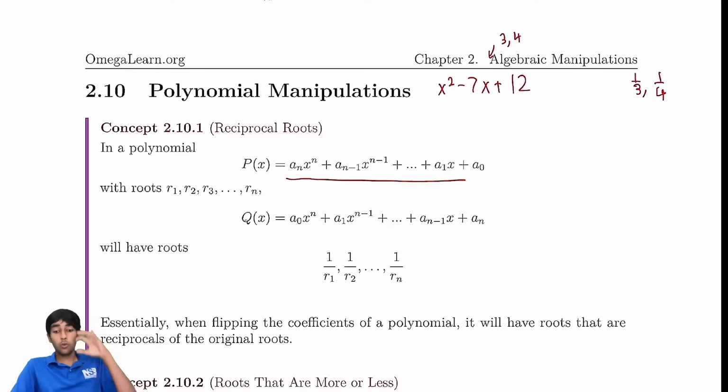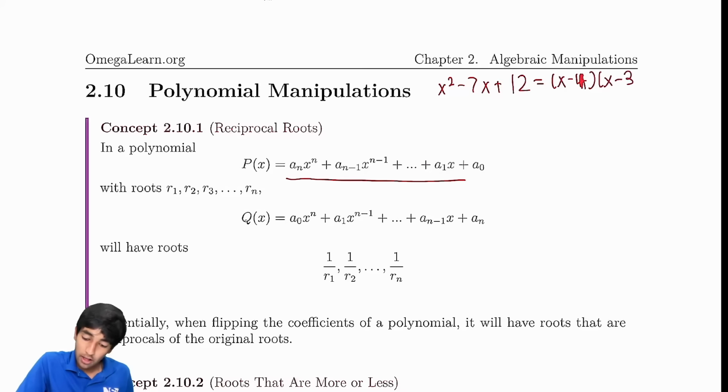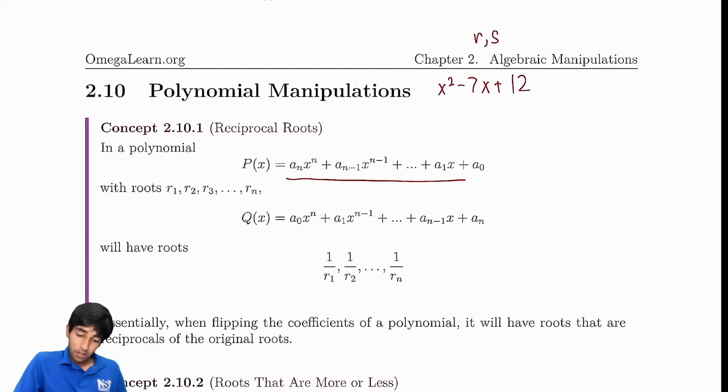But you won't always just know these roots right off the bat. So what you can instead do is something cool. Notice that we factor this out, right? In this case it's easy to factor, but we won't always be able to factor it this easily. So let's just say the roots are R and S for now. If you're trying to find something with roots 1 over R and 1 over S, what we do is we just replace x with 1 over x.